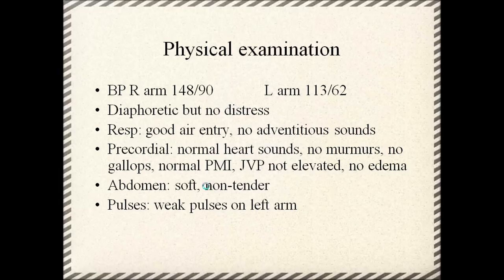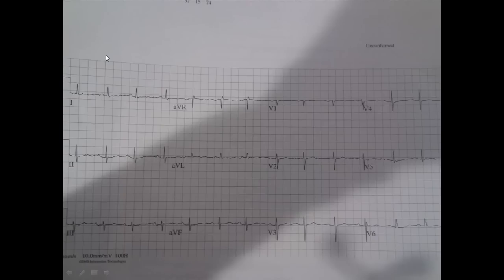She also was diaphoretic, but not in any distress. She had good air entry. The rest of her physical exam was fairly normal, except asymmetric pulses on the left arm. This is her ECG. Again, as you can see, non-specific ST flattening in the lateral leads. And this was her x-ray.